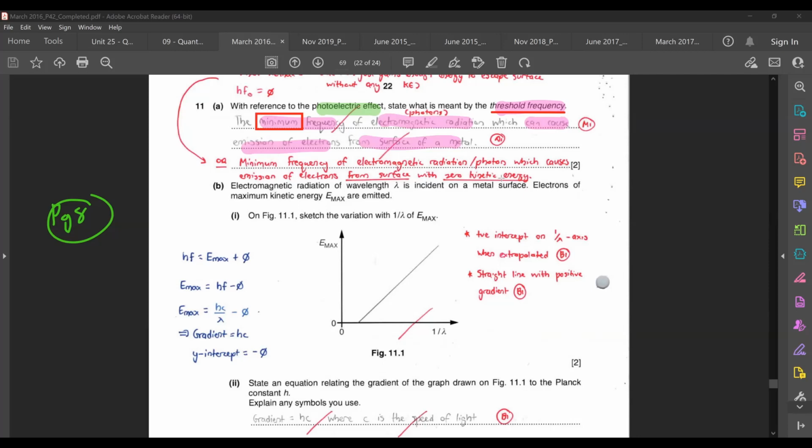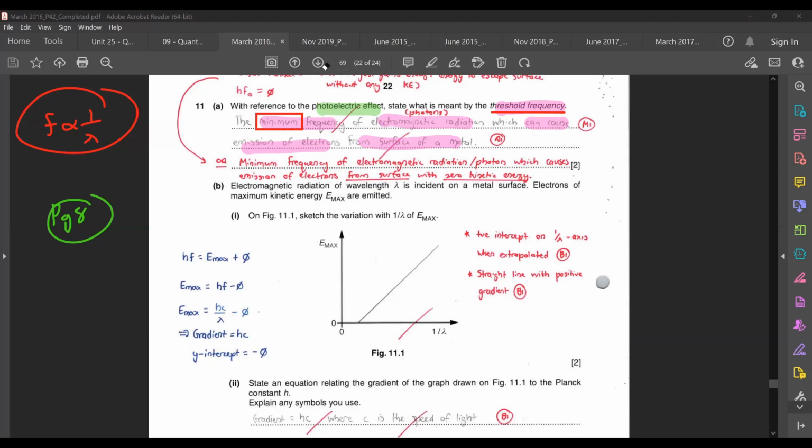But when it comes to threshold wavelength, it is the maximum wavelength to cause photoelectric emission. They have an inverse relation because frequency is inversely proportional to wavelength. If one of them is max, the other must be minimum. All right, so that one okay.